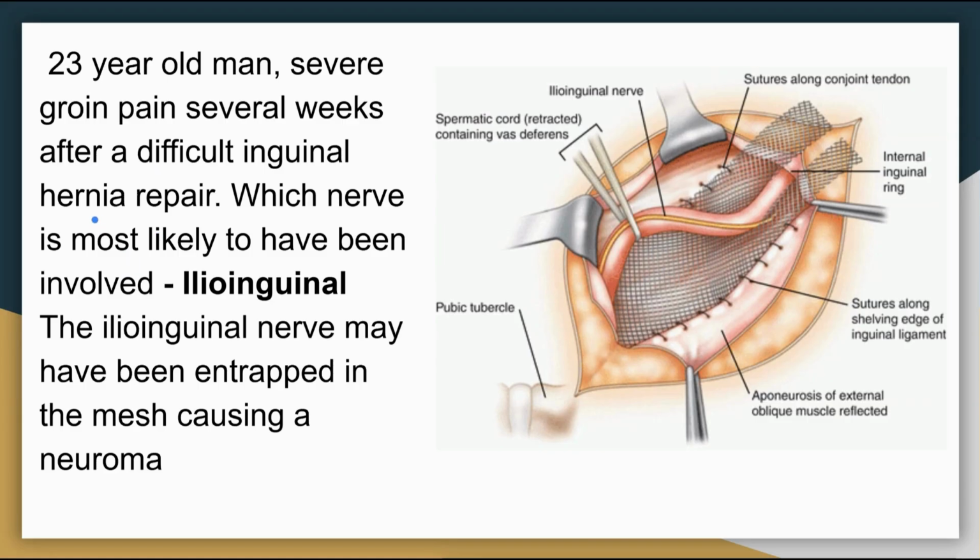So, whenever a patient is experiencing pain after hernia repair, it is going to be the ilioinguinal nerve, which is likely to get entrapped when you're using a mesh and eventually results in neuroma formation. So this diagram very beautifully illustrates this concept that the ilioinguinal nerve can get entrapped while placement of the mesh is being done during the hernia repair.